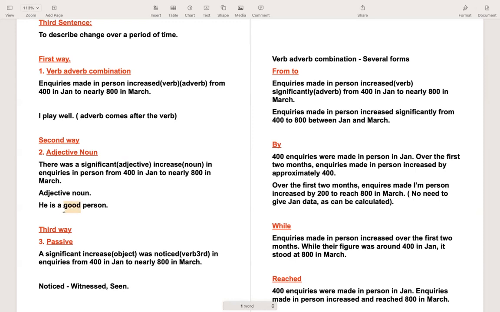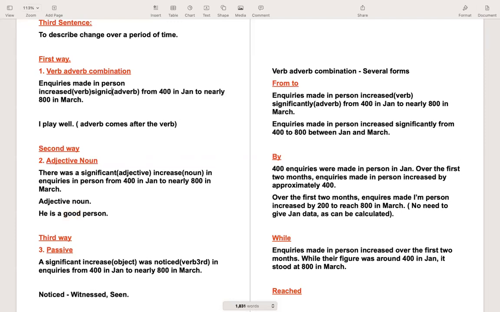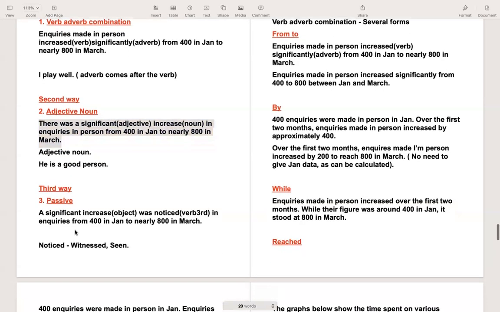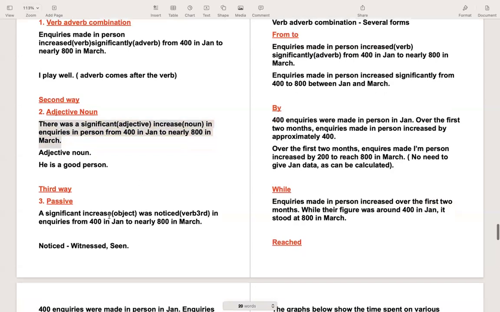In English, there is a rule that the adjective comes before the noun. So here we are using the noun form of increase. It's going to be: there was a significant increase in inquiries in person. Please notice the difference. In the first case, significantly comes after increased, but in this case, significant comes before increase. That's the difference between the two. Is it clear? There was a significant increase in inquiries in person from 400 in January to nearly 800 in March. That is the way you make this sentence. Okay. Next, finally, passive. Passive is something like, we have done this. So here I write an object.